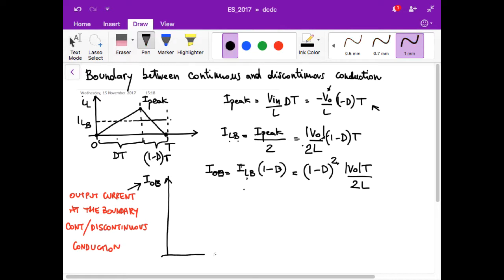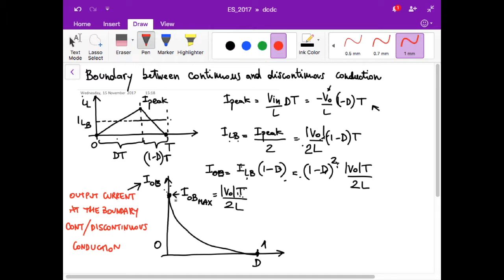So what we have is, if we plot it as a function of d, something between 0 and 1, what you see is that when d is equal to 0, I of b is maximum, and when d is equal to 1, I of b is equal to 0. We have exactly a parabolic behavior, because we have 1 minus d to the power of 2. The maximum value, I of b max, as you can see, is VO times t over 2L.